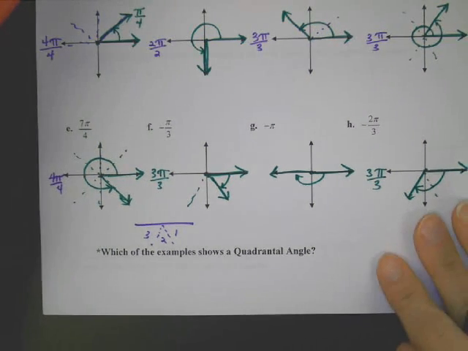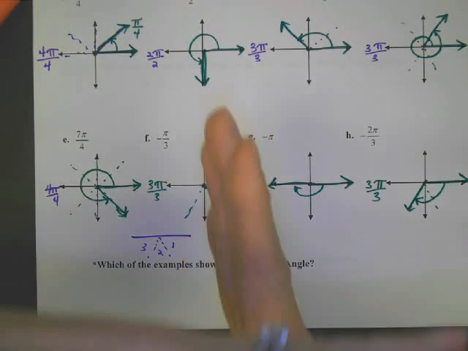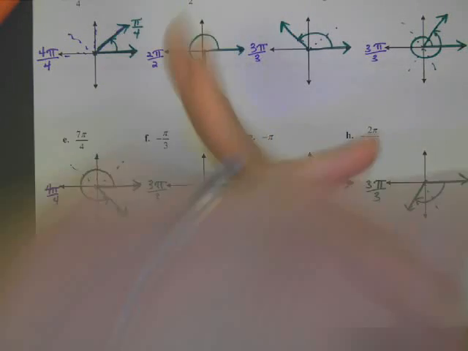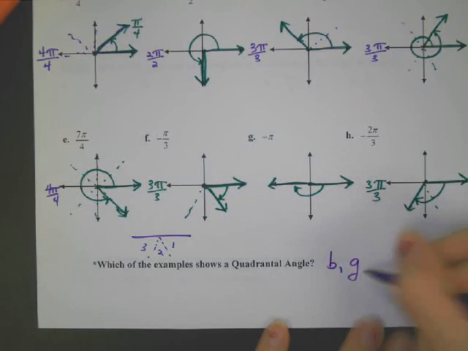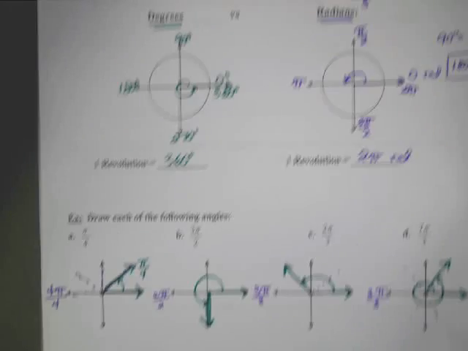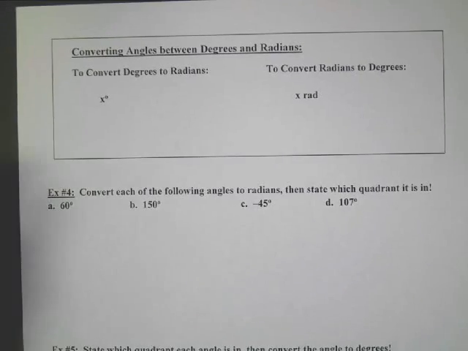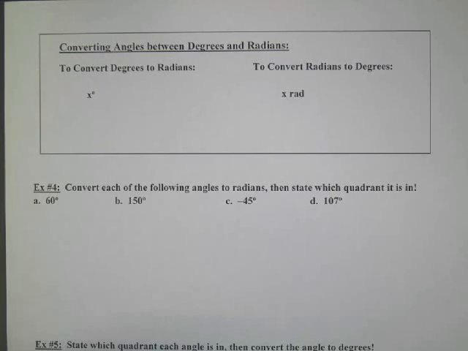Which examples here show you a quadrantal angle? They stop on an axis and form one of those quadrants. Which ones? Yes, B is one of them, and so is G, stopping on an axis to form a quadrant. Okay, we're going to practice this tomorrow, so if you're having some trouble, watch it again, and we'll practice it in class. How do you convert between the two?